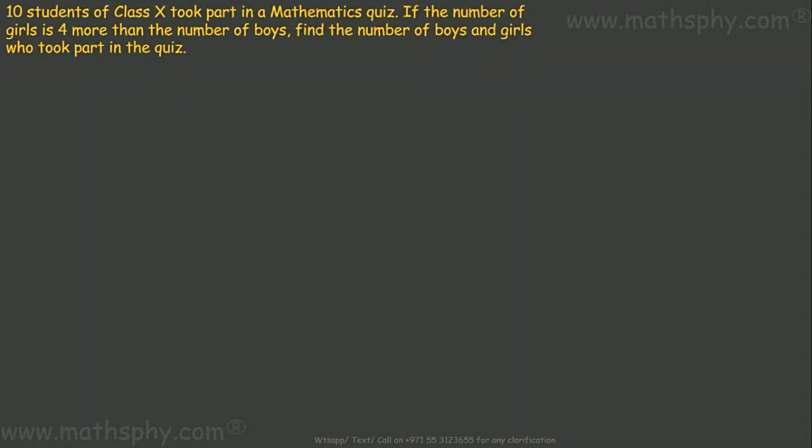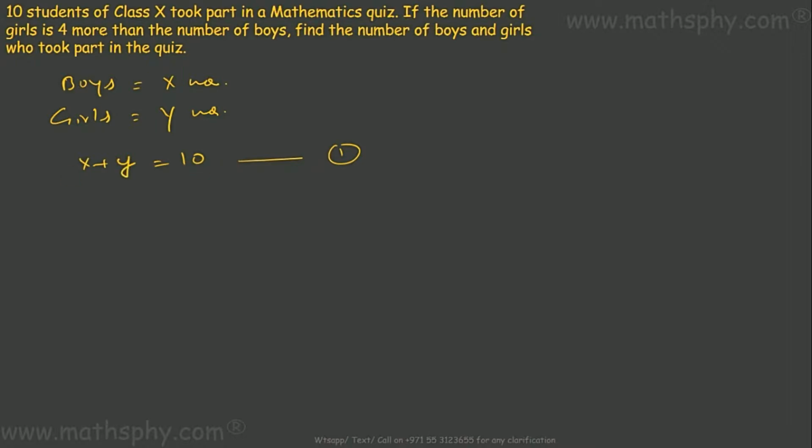First of all, let's form the linear equation. I'll take boys as x and girls as y. X numbers, y numbers. It means x plus y is equal to 10. That's my first equation. It says 10 students of class 10 took part in a mathematics quiz, meaning total x plus y should be 10.